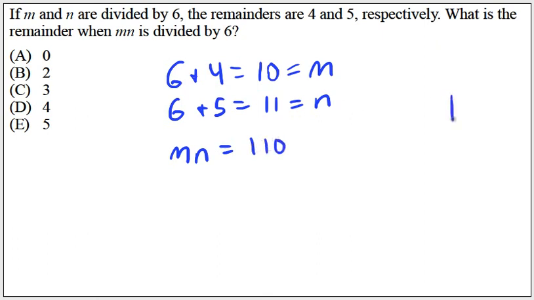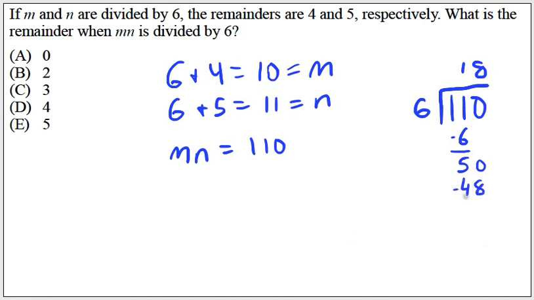So mn is going to be 10 times 11, which is 110. And now we're going to do some old school long division to find the remainder when 110 is divided by 6. So 6 goes into 11 one time. 1 times 6 is 6. 11 minus 6 is 5. So then 6 goes into 50 8 times, right? And then 8 times 6 is 48. 50 minus 48 is 2. So my remainder is 2. Cool, right? So our answer is 2.